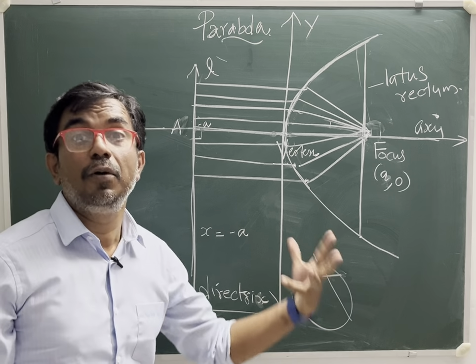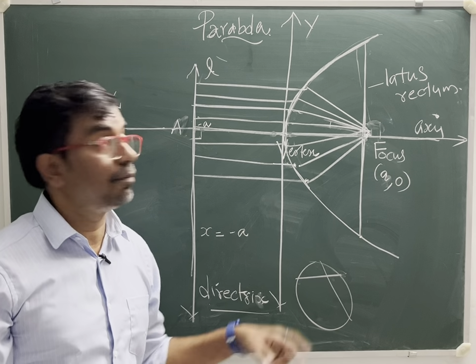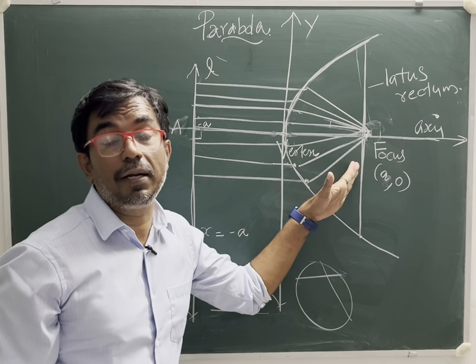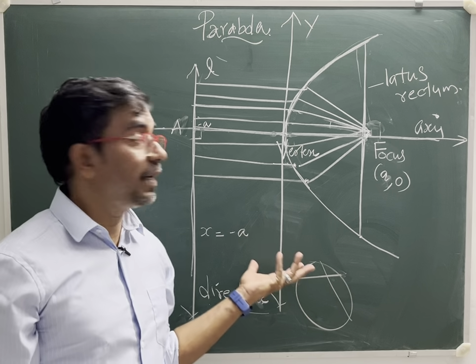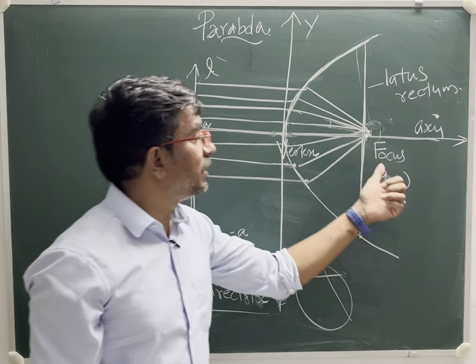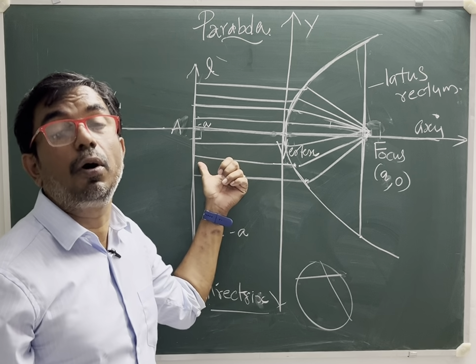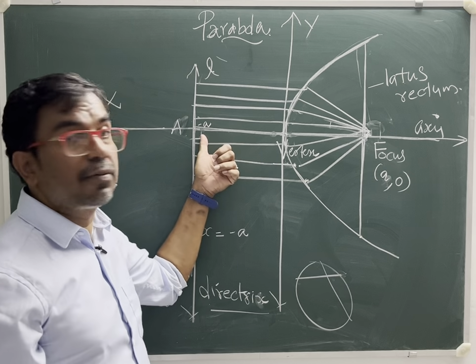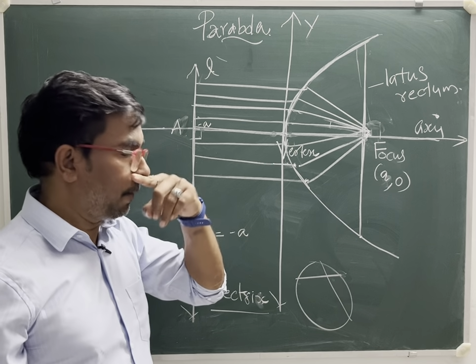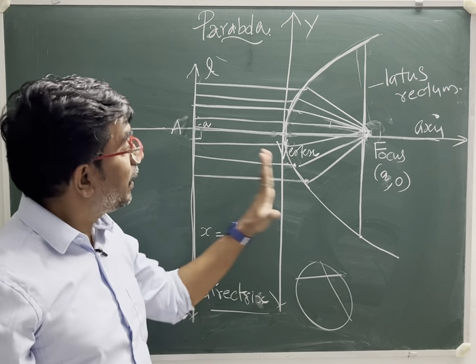If focus is plus A, directrix will be minus A. We are going to have 4 more of this type of parabola. This is the first type. We have 3 more I will speak about. At that time I will speak the same idea. If this is plus A, here it will be minus A. If focus is plus A, directrix will be x equals minus A. Okay, let that be there.